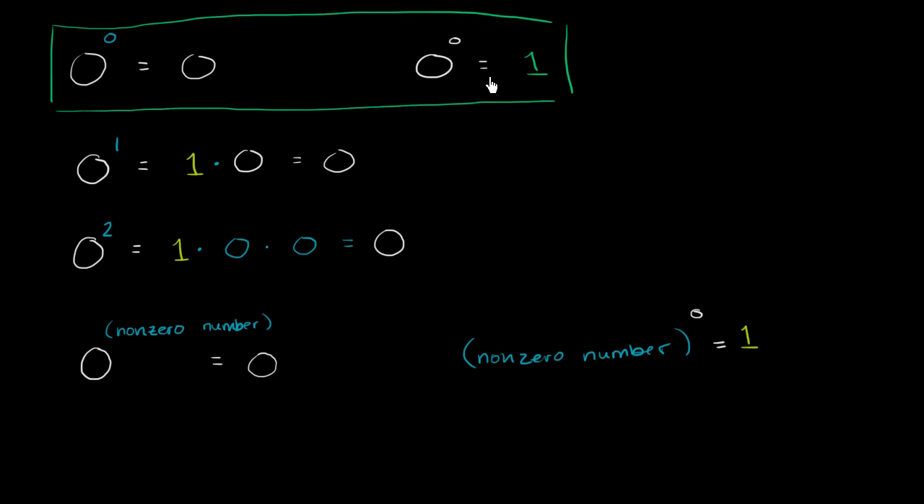But for the most part, this is left undefined. 0 to the 0 is not defined by, at least, more conventional mathematics. In some use cases, it might be defined to be one of these two things. So 0 to any non-zero number, you're going to get 0. Any non-zero number to the 0th power, you're going to get 1. But 0 to the 0, that's a little bit of a question mark.